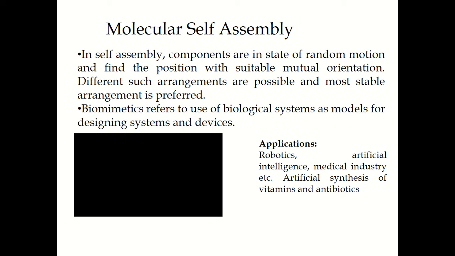Okay, so you may think that if there is no control from outside, these atoms and molecules may take any shape, they can form any arrangement. But though they are in the state of random motion, they find a suitable position to form the most stable arrangement. So how is it possible?